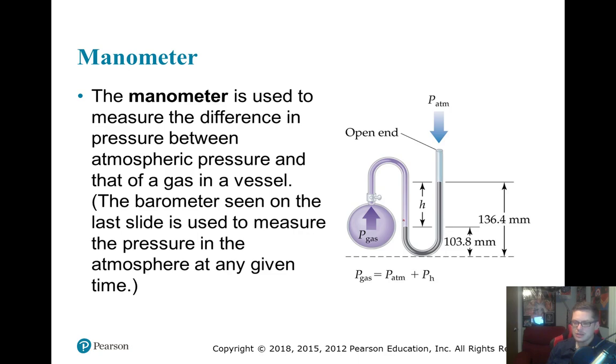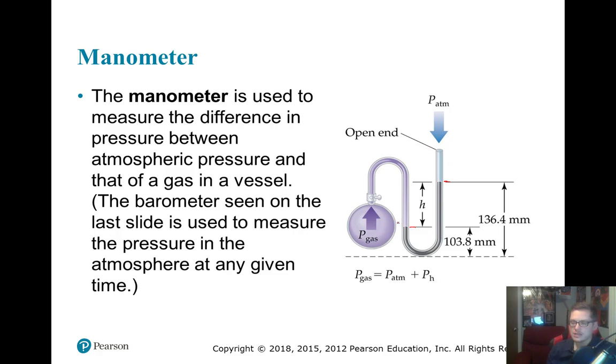Now, in this case, you can see that the pressure of the gas is pushing harder than the pressure of the atmosphere. We know that because the mercury level is lower than the mercury level on the atmosphere side. So, this tells us that the pressure of the gas that we calculate should be greater than the pressure of the atmosphere. All right, so that's pretty easy.